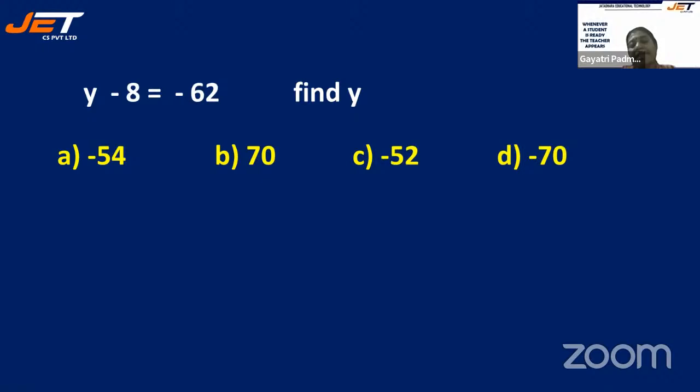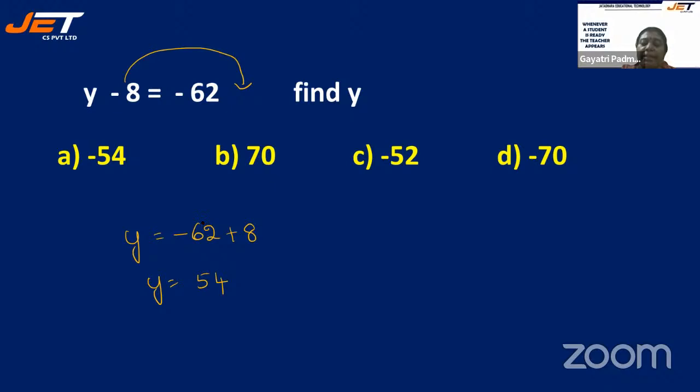y minus 8 is equal to minus 62. So quickly do it, students. Less than 30 seconds has to be taken for such sums, isn't it? So y is equal to whatever number is there after the equal sign, you just have to take. But when the term before the equal sign comes to the other side, the sign changes. And you have one subtraction, one addition. So when one subtraction is there, the rule says you need to subtract, isn't it? So it becomes 54.